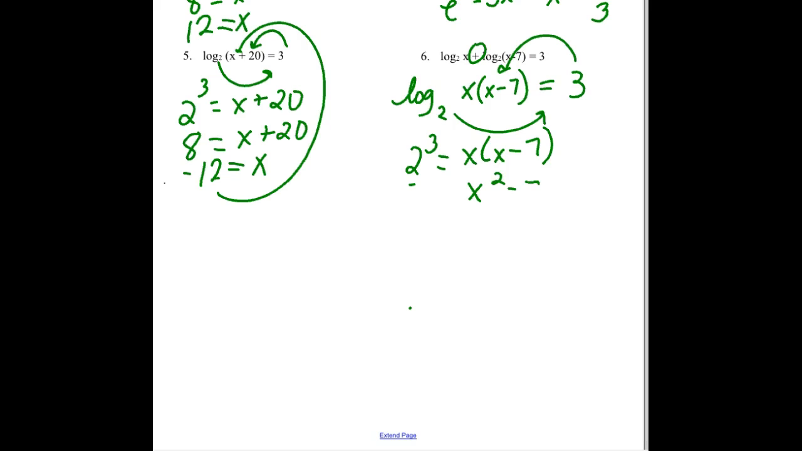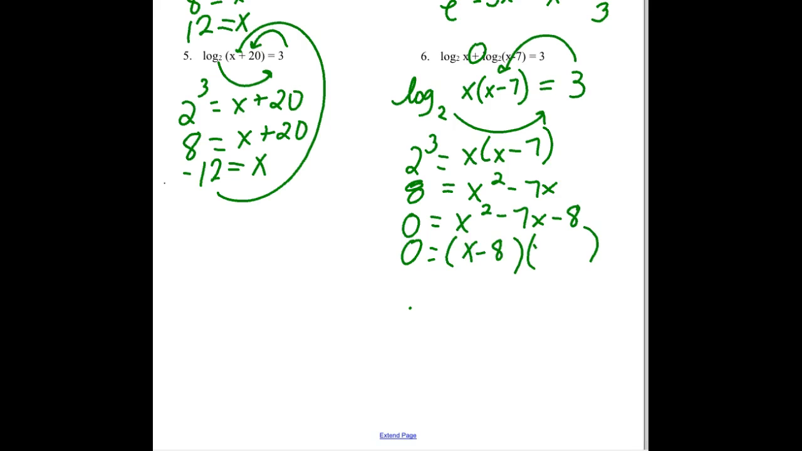Distributing gives us x squared minus 7x. Over here we have an 8. And because it's quadratic, we have that x squared in there, we're going to get everything to one side so we can factor it. So how do we factor x squared minus 7x minus 8? Okay. So possible solutions, we would have x being an 8 or a negative 1.